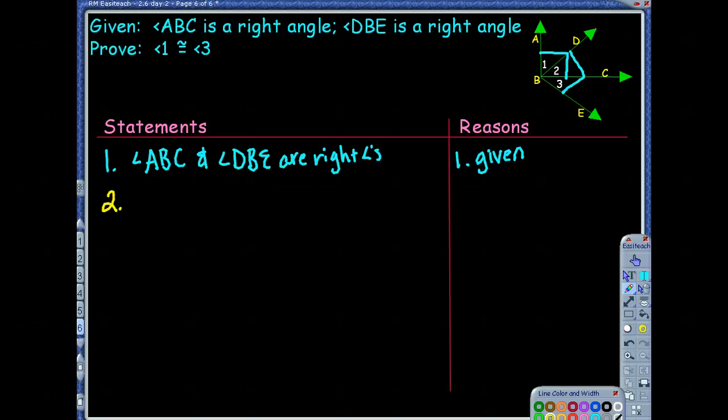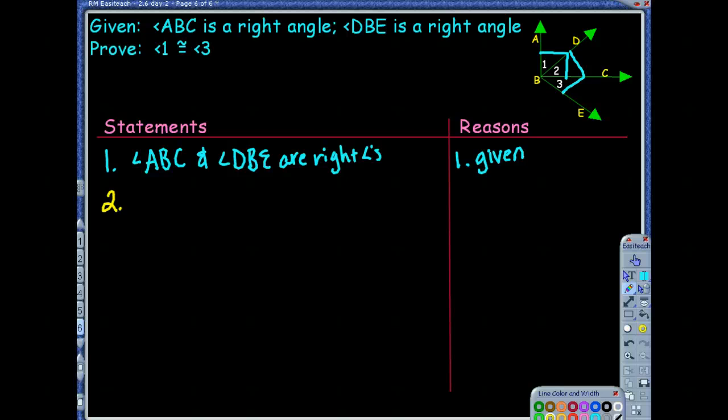What do you want to go with here? This is what I'm thinking. Since I know I have to say something about angle 1 and angle 3, I'm going to go to the picture and say something about them, because then maybe that will help me think. There's a lot of things I could go with.